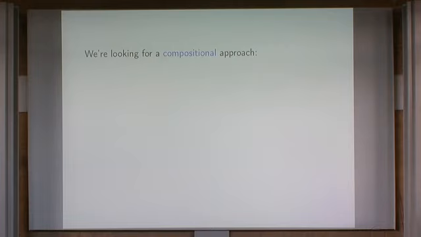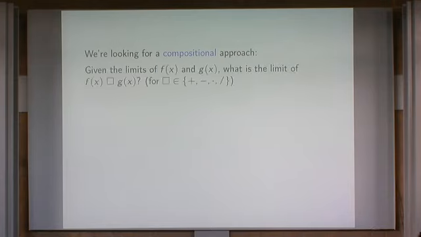Okay, and so first of all, what we'd really like to have is a compositional approach, because those tend to be easier to prove and to maintain. So essentially what we want is something like, if we have the limit of some function f and the limit of some function g, then what is the limit of f of x plus g of x, or f of x minus g of x, and so on and so forth? And if the limits are real numbers, then it's obvious.